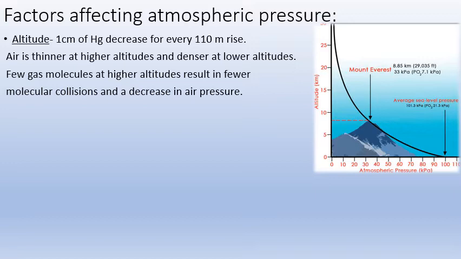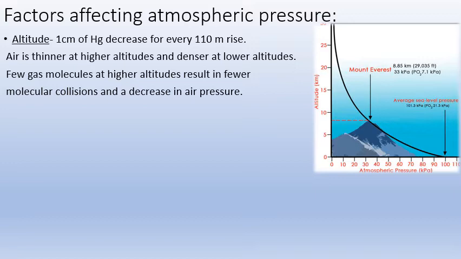1 centimeter of Hg, which means mercury, decreases for every 110 meter rise. So we already learned that at normal earth surface level, the mercury is at 760 millimeter, which is, in other words, 0.76 centimeter. So if we go 110 meters higher in altitude, there is a 1 centimeter decrease in mercury level, which means the pressure is decreasing.